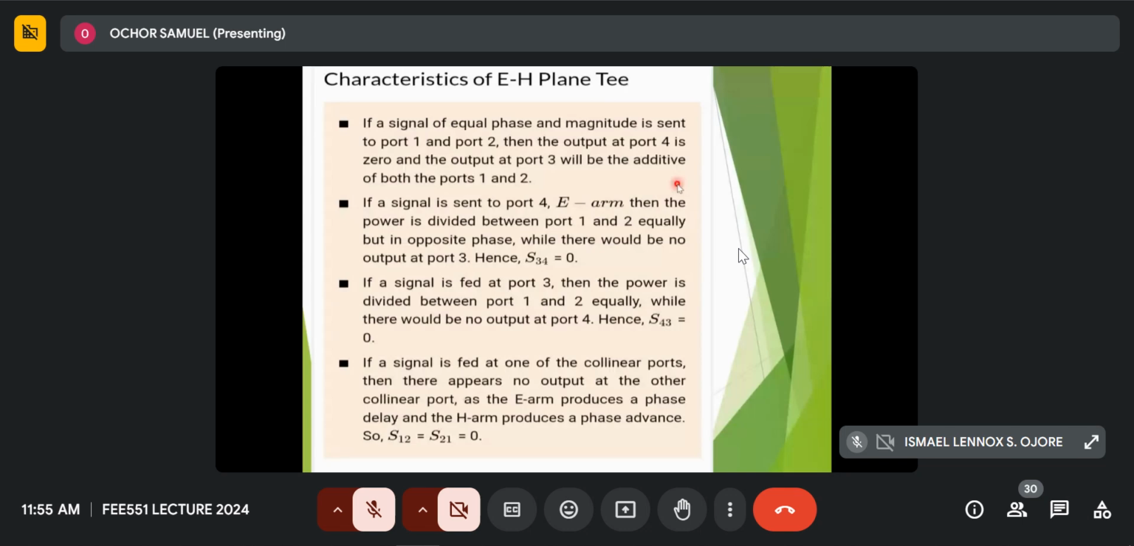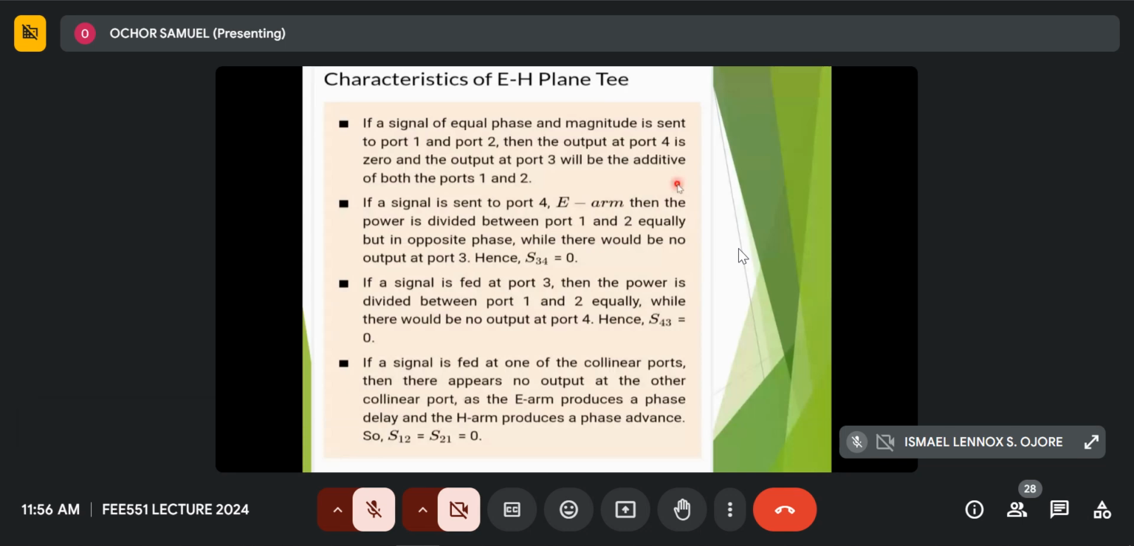Power is divided into the opposite in phase. That one we had already seen. E arm always out of phase, H arm in phase. If the signal is fed at 3, then the power is divided between port 1 and 2 equally. Port 4, output at 4 due to 3 will be 0. That one is now illustrating what I have said. At one given time, one port is isolated, and the output at that port will be 0.